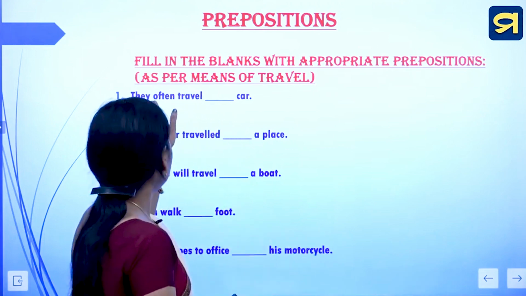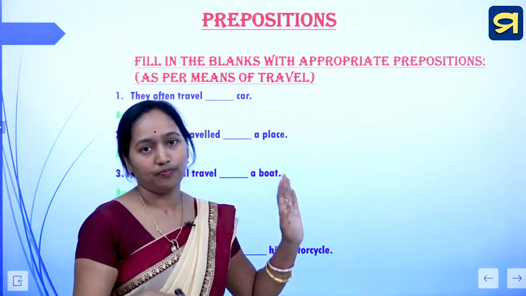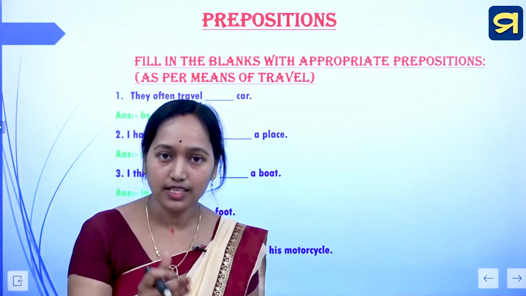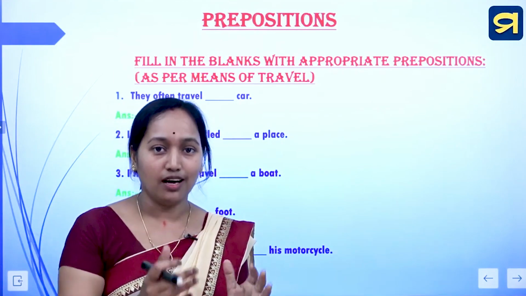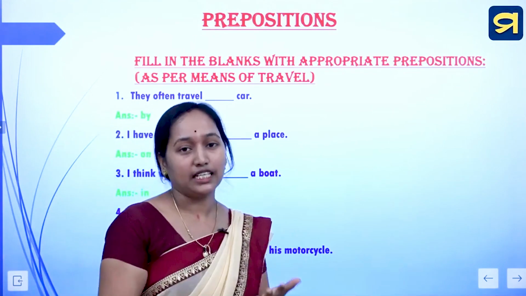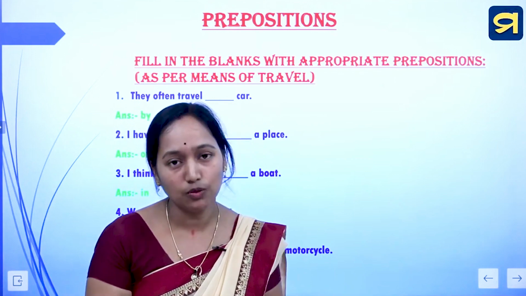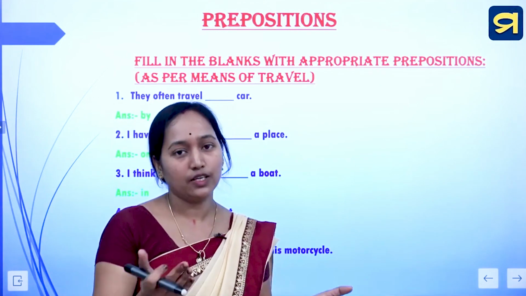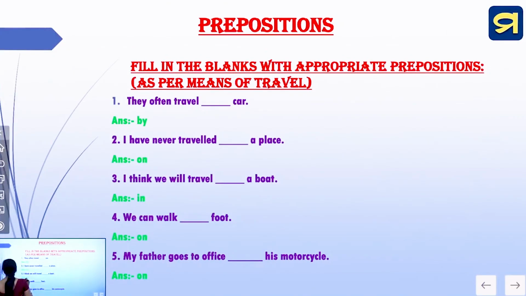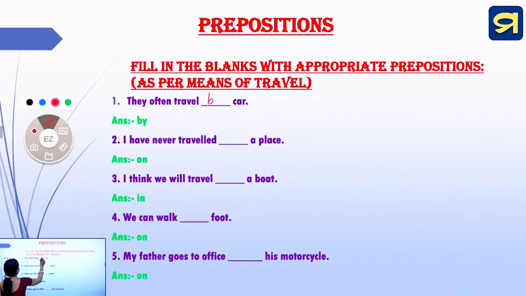First one: they often travel dash car. What will be the answer? I have already written the answers. You just try at your home or in other activities. There are so many activities in your book and you can do them very easily at home. So what will be the answer? By car.